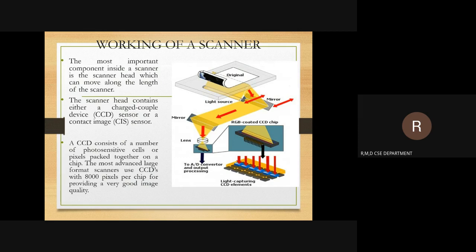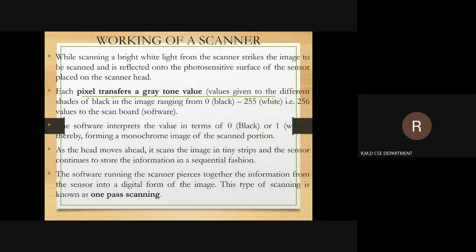The scanner head contains either a charge coupled device or a contact image sensor. It consists of a number of photosensitive cells or pixels packed together on a chip. The most advanced large format scanners use CCDs with 8,000 pixels. The pixels transfer gray tone values. These are all the various calculations of how the digital scanner works.